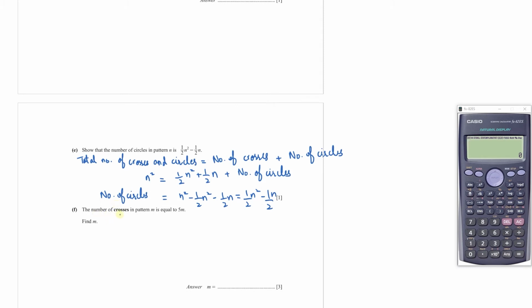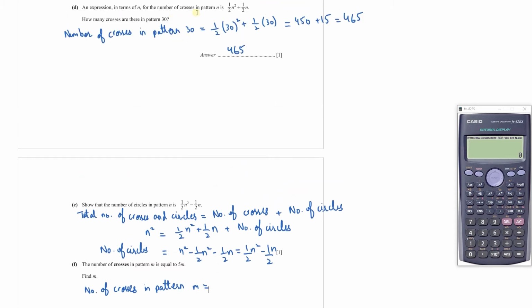Part F: the number of crosses in pattern m is equal to 5m. So number of crosses in pattern m will equal what? You know that the number of crosses in pattern n is given by this. So you will simply substitute m in place of n here. So you will get 1 over 2 m squared plus 1 over 2 m.